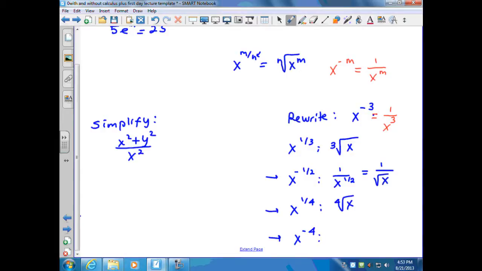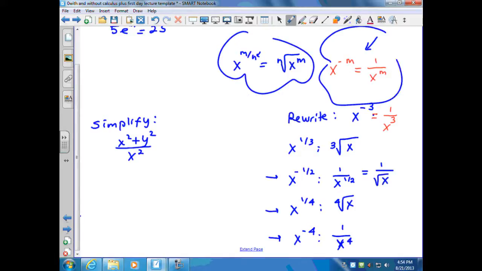And finally, simplify x to the -4th. Based on the rule we have just reviewed, that will be 1 over x to the 4th. Typically in this class, when you leave your final answer, I will always ask you to leave it with positive exponents. So those are some review of the properties.